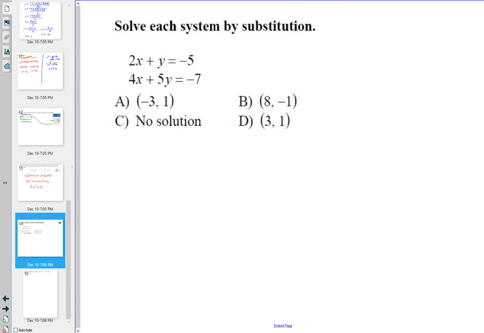Okay, solve by substitution. I would prefer elimination here, but that's fine. If we were told substitution, we need a variable by itself. What would be the best variable to solve for?